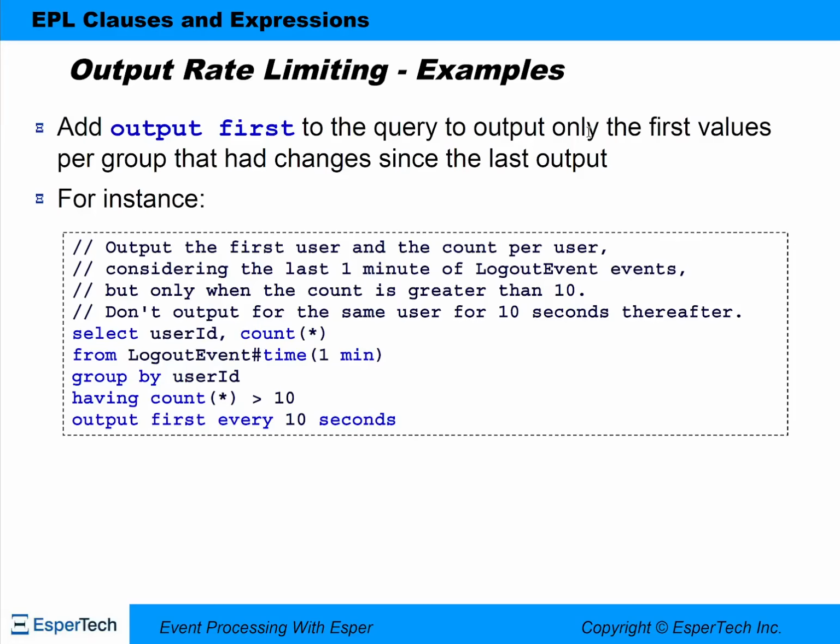Add output first to the query to output only the first values per group that it changes since the last output. For instance, this query outputs the first user and the count per user, considering the last 1 minute of logout events, but only when the count is greater than 10. This query won't output for the same user for 10 seconds thereafter. Select userId, count(*) from LogoutEvent.win:time(1 minute) group by userId having count(*) > 10 output first every 10 seconds.